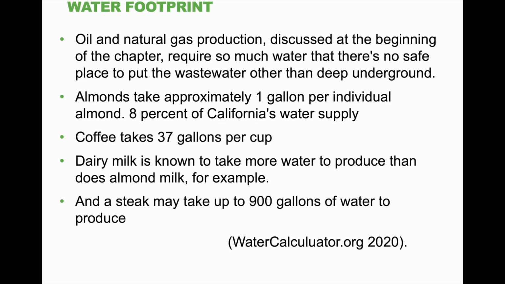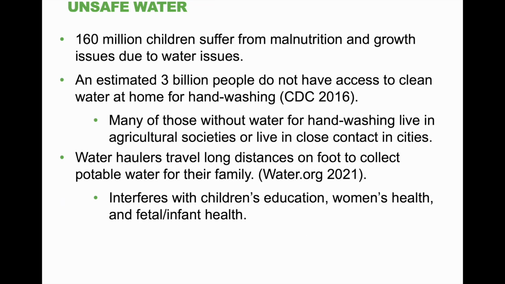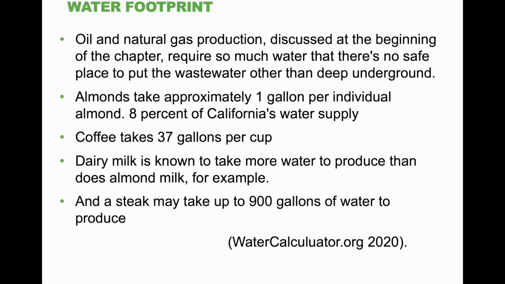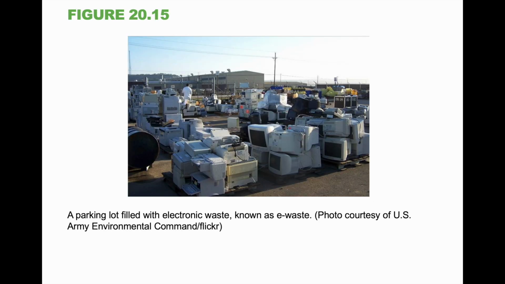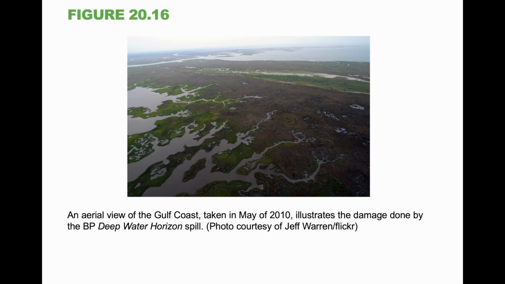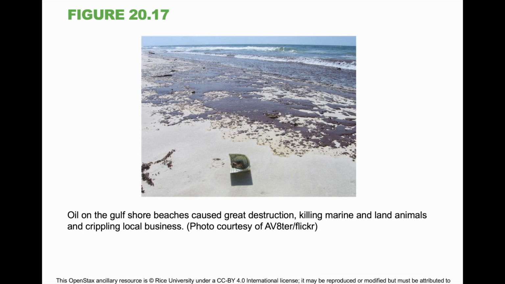Figure 20.15. A parking lot filled with electronic waste, known as e-waste. Figure 20.16. An aerial view of the Gulf Coast, taken in May of 2010, illustrates the damage done by the BP Deepwater Horizon spill. Figure 20.17. Oil on the Gulf Shore beaches caused great destruction, killing marine and land animals and crippling local business.